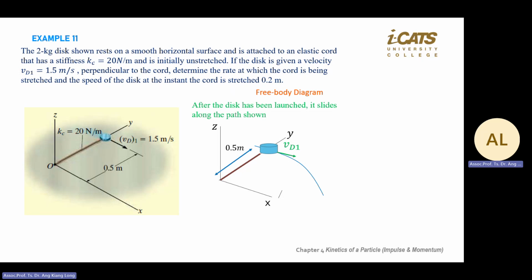Okay, so there's a path. You draw the path with its curvilinear motion, and then the velocity is tangent, right? V. So it moves in the 3 positions, you just simulate. Okay, so you have V1 with its 1.5, and you need to find the V2 when it is stretched 0.2 meter. So originally the original length is 0.5. When stretched 0.2, it means the length becomes 0.7. So the x here is 0.7.